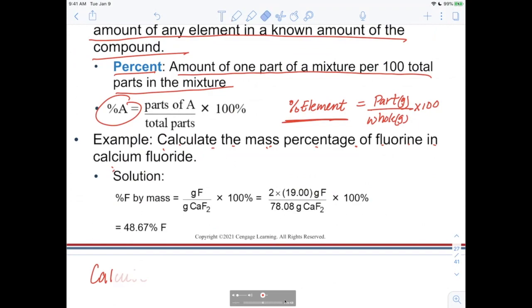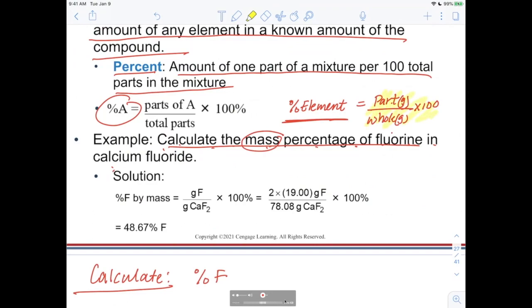Oh, now I can't spell. Calculate. We're trying to figure out percent fluorine, right? That's what it says here. And it says not just percent, but a mass percent. So the part over the whole is going to be in grams. Yes, mass percent, just like that.